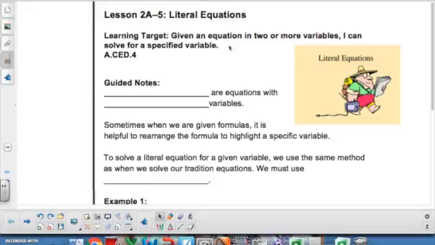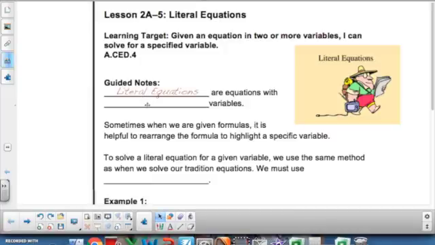So it's going to have a bunch of different variables in it, and we're going to ask you to solve for a given variable. So if I give you perimeter, solve for the length. If I give you area, solve for the width, something like that. That's all this is going to be. All right, so let's look at just a tiny bit of notes.